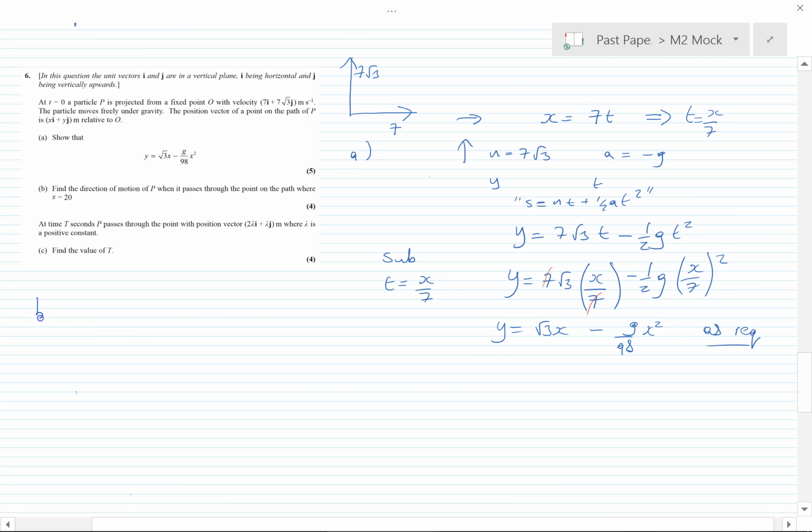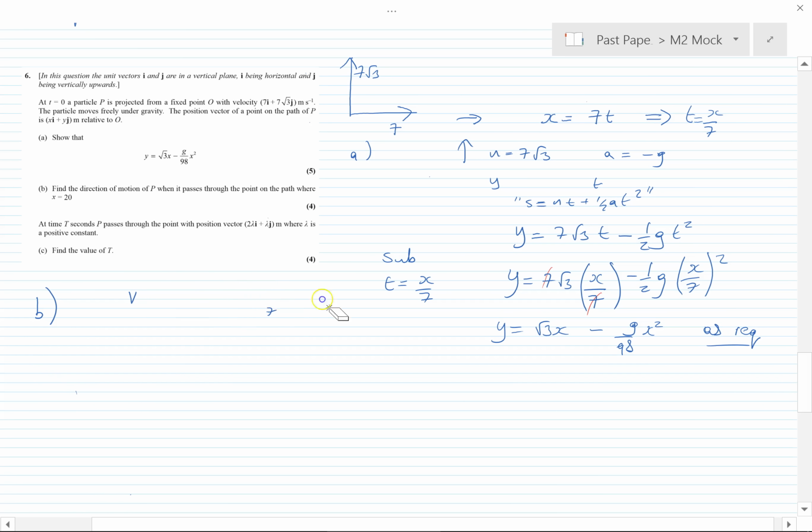Part B, find the direction of motion. Now I quite like this question because it's actually the standard way of doing this. Remember, it's direction of motion, it's nothing to do with displacement here. So really what we want to do is use the fact that it's always going to be 7 going there, and we could use v is equal to u plus at to work out the vertical motion. It actually ends up going downwards there, and you know that t will be equal to 20 over 7, because x is 20, and you can use that in there and it'll work out.